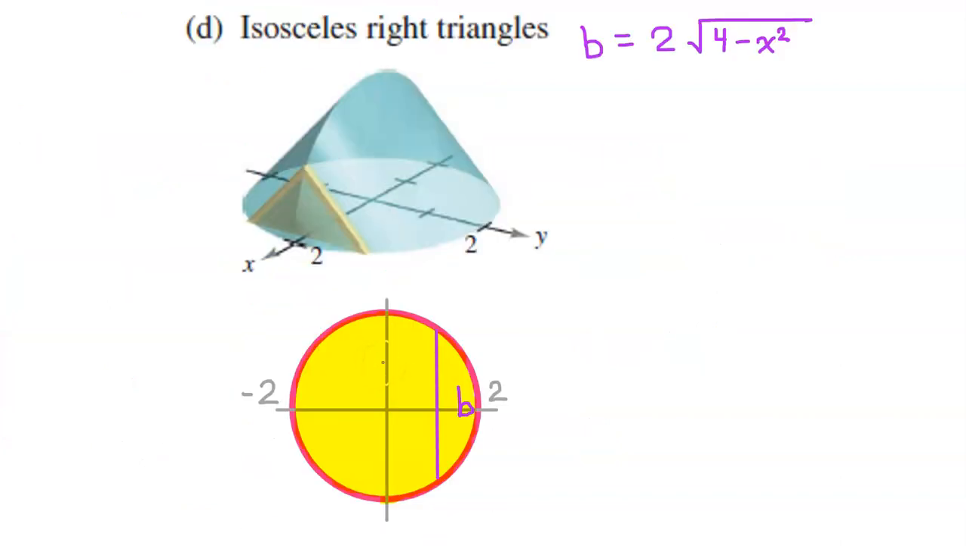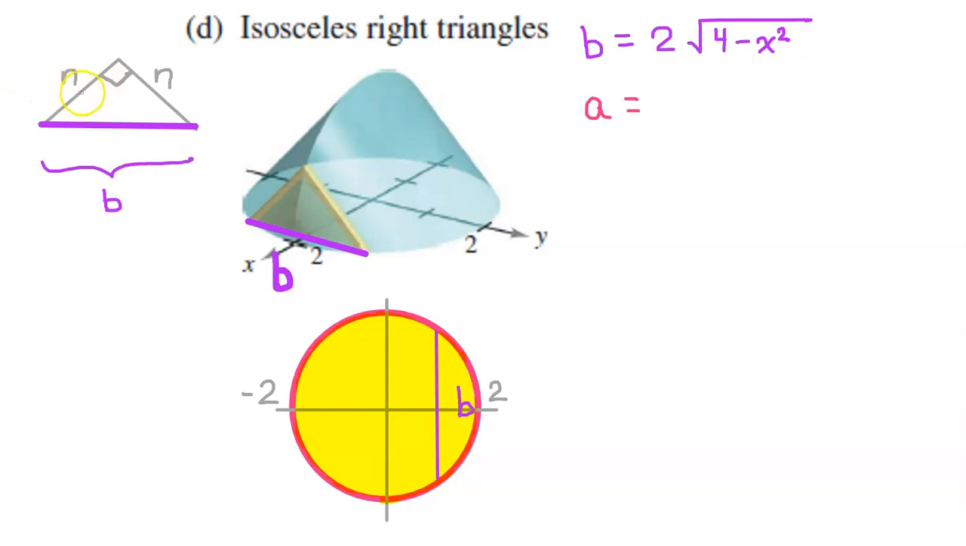For part D, we are still using the same circle as the base of the solid. That means the length of each slice, called B, will still be 2 times the square root of 4 minus x squared. Step 2 is to find an expression for the area of each slice. However, this time, each slice is in the shape of an isosceles right triangle. In other words, a 45, 45, 90 triangle.